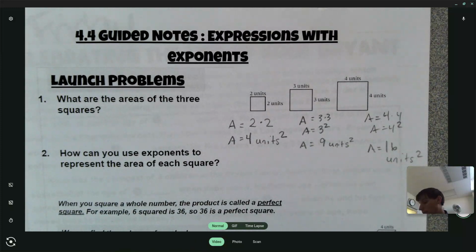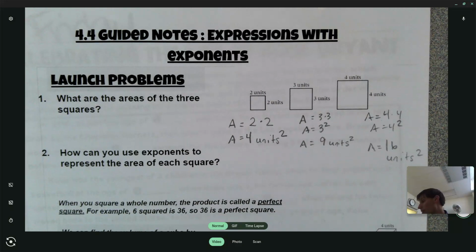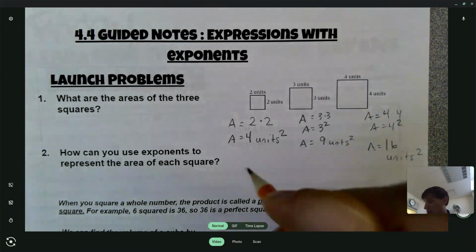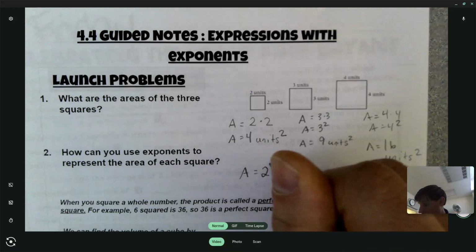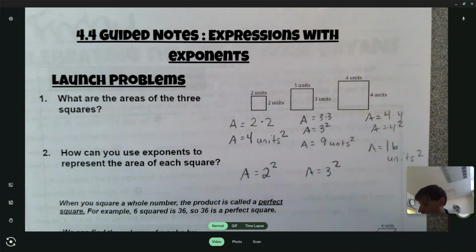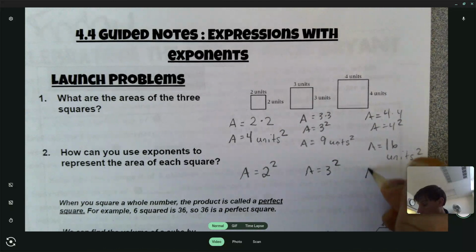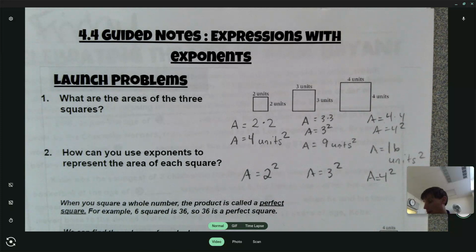Another way to write that, it says, how can you use exponents to represent the area of each square? So really, as we showed there, the area of that first one is 2 squared. The area of the second one is 3 squared. And the area of the third one, we could say, is 4 squared. So we're representing it in different ways.